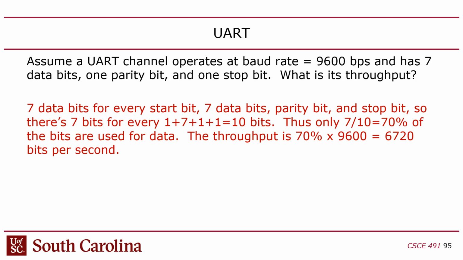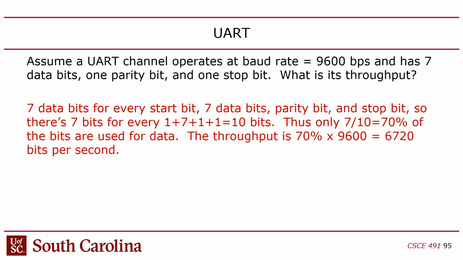If there's 7 data bits, 1 parity bit, and 1 stop bit, what's the data throughput? Let's see, 7 plus 1 plus 1 is 9, so you basically get 7/9 of your throughput. Oh no, 10. Oh, start, stop. So there's 7 bits for every 10 bits. Start, stop, and parity are 3 bits of overhead that you're adding to the 7. So it's 7/10. So you get 70%.